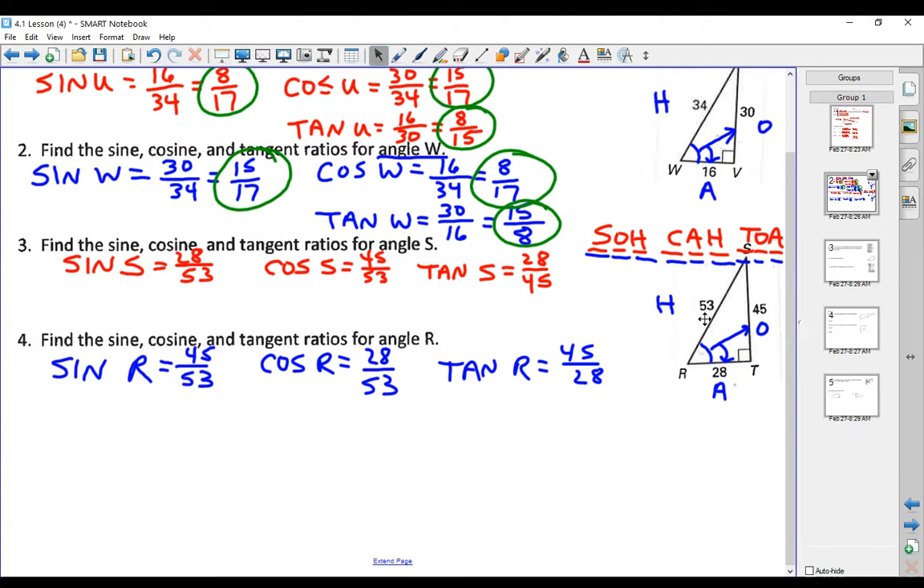Let's check to make sure that we've got these correct. The sine of this one should be the cosine of that one, and it is. The sine of this one should be the cosine of this one, and it is. And the tangents should be reciprocals of one another, and they are.